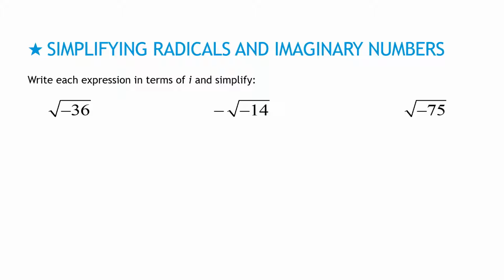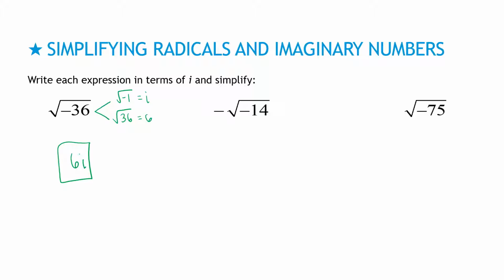So for my first one, I have radical negative 36. So again, if I were to break this down, I would say negative 1 times 36. 36 is great because it's already a perfect square. The square root is 6. The square root of negative 1 is i, so my answer is 6i.